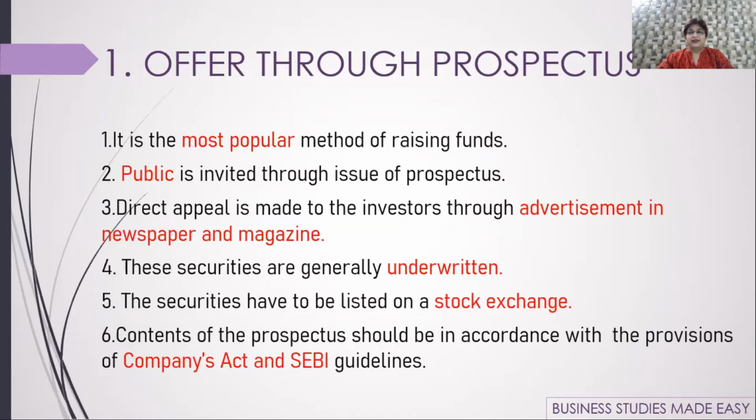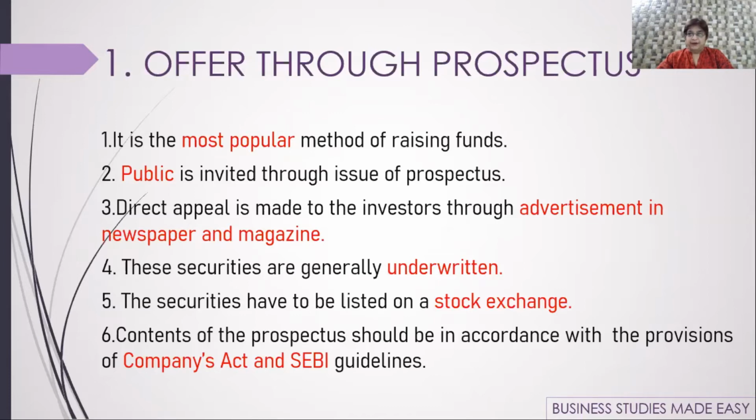In that, the same thing is done. So when the company wants to sell some shares or securities to the public, then they take out an advertisement in the newspaper or in magazines and give a time limit to the people to buy the shares. This is called offer through prospectus. And this is the most popular and the oldest form of raising capital through the primary market.